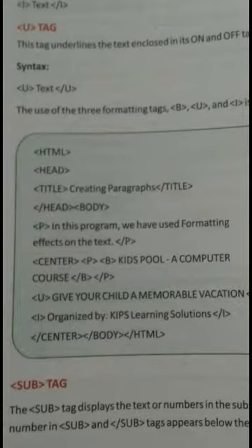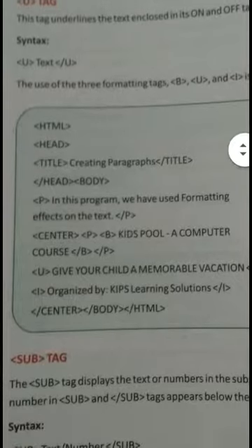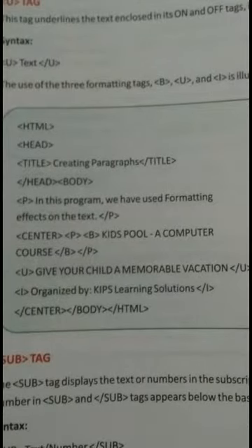The next new tag is the U tag. U means underline. Suppose you want to underline your text in the web page. In that case, you have to use the U tag. U opening, U closing. Whatever text you write in between the U opening and U closing will be printed in the web page as underlined text.